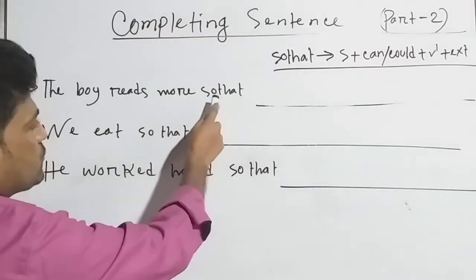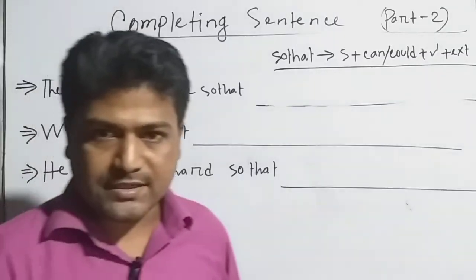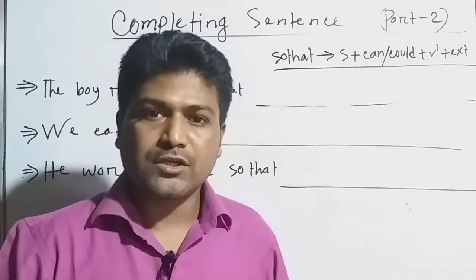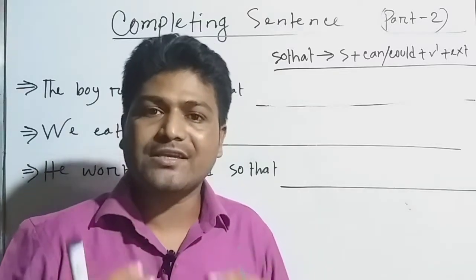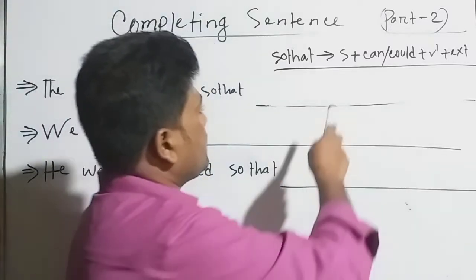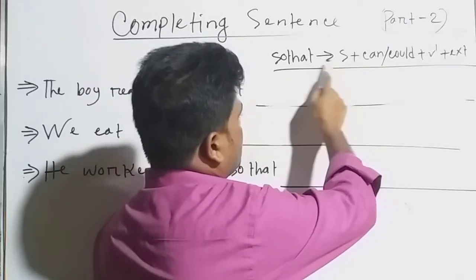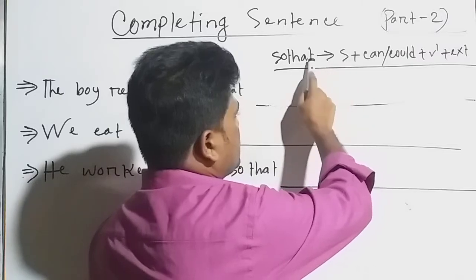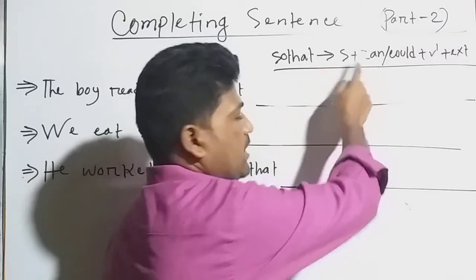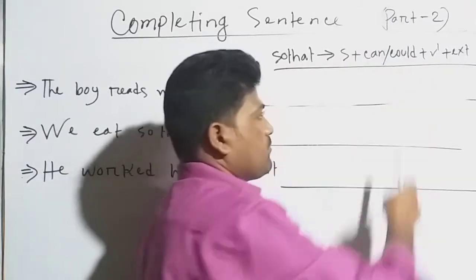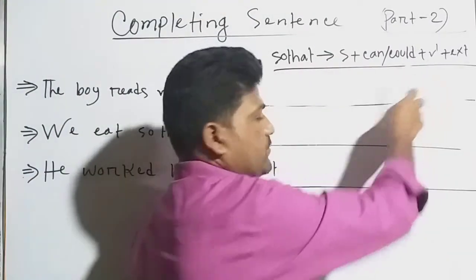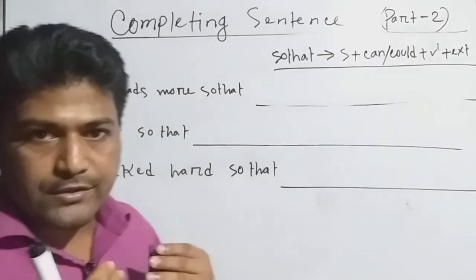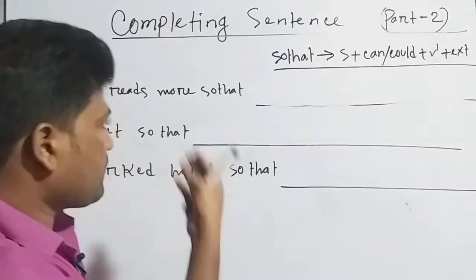If there is "so that" in any kind of incomplete sentence, then how can we complete it? Dear learners and viewers, to complete it, you should follow a structure. What is the structure? After "so that" you have to use subject, then you have to use can or could, then you have to use verb, then you have to use extension, okay? By following this structure, you can complete this type of incomplete sentence.